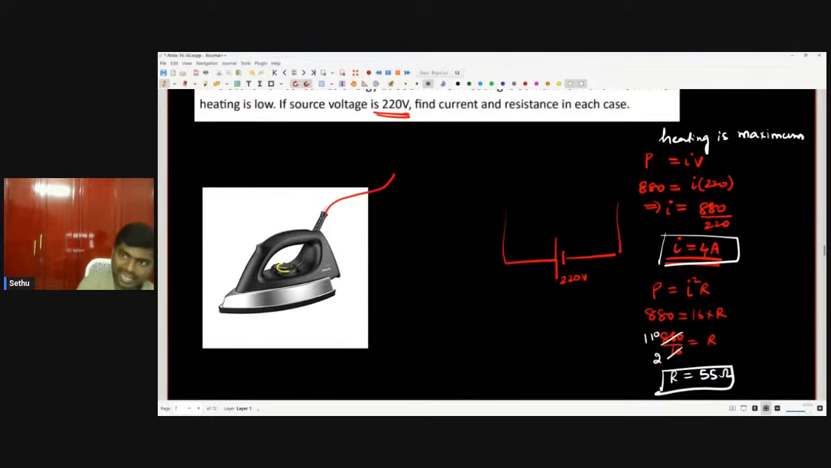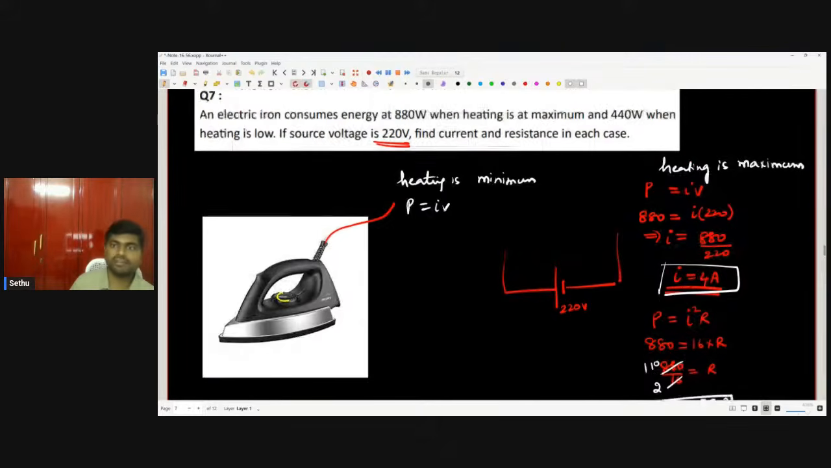Now, similarly, the same calculation you do when the heating is minimum. Once again, you know power is equal to IV. So this time the power is only 440. Must be equal to I into 220. I must be equal to 440 divided by 220. So therefore you end up getting I is equal to 2.